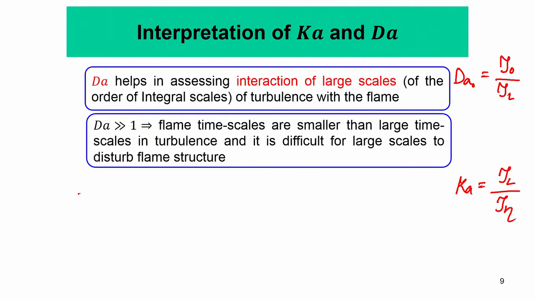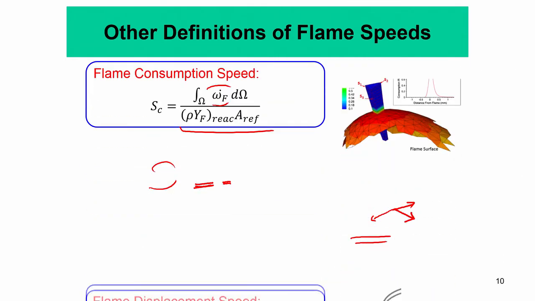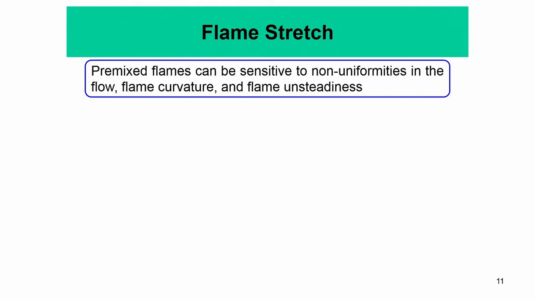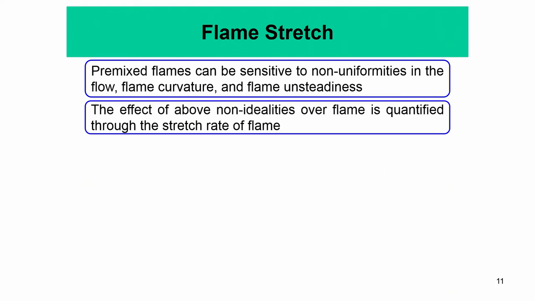a very important concept. Okay, it's the rate of change of area per unit original area. And a premixed flame, as you know, can be sensitive to non-uniformities of the flow, flame curvature and flame unsteadiness. Why does the flame area change? The flame area changes because of these non-uniformities of the flow. It changes due to flame curvature, it changes due to flame unsteadiness, and the effect of all of these non-idealities over a flame can be quantified through the stretch rate of a flame.